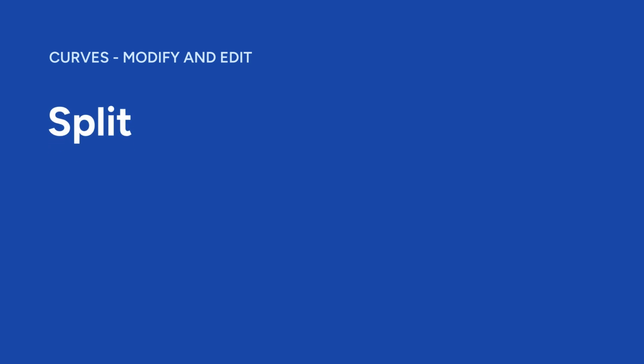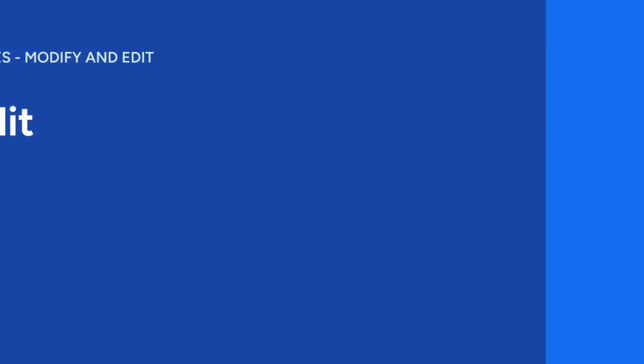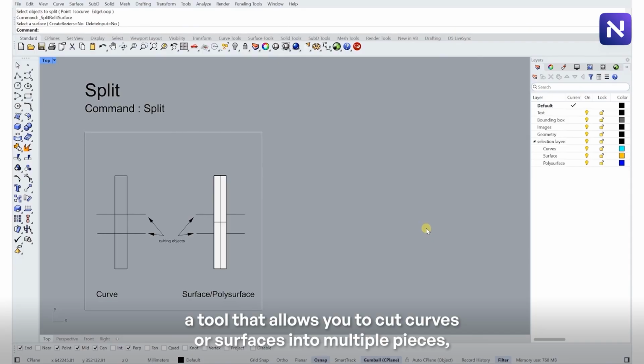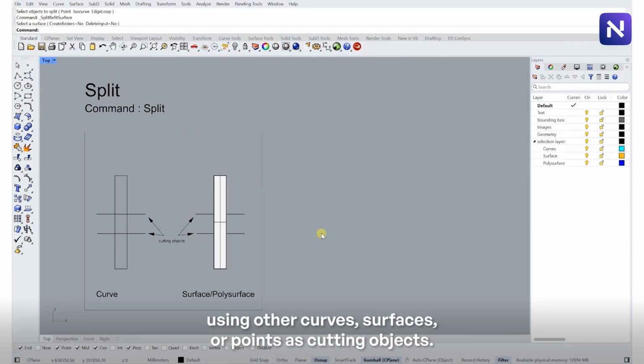Now, we'll learn how to use the split command in Rhino, a tool that allows you to cut curves or surfaces into multiple pieces using other curves, surfaces, or points as cutting objects.